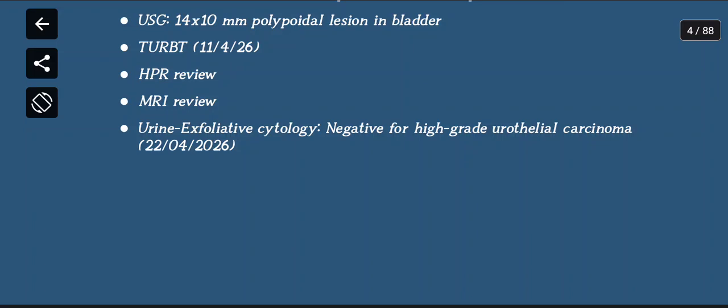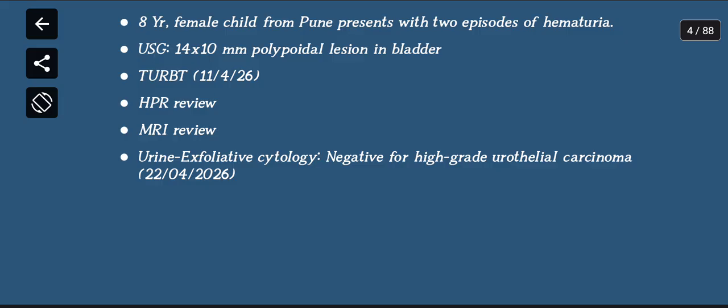Hi, now I will be talking about a case presentation. It's an 18-year-old child from Pune with 2 episodes of hematuria. On ultrasound, we have a 14 by 10 polypoidal lesion in the bladder. They did a TURBT for that, and in our hospital we got a review, and the MRI was also reviewed.